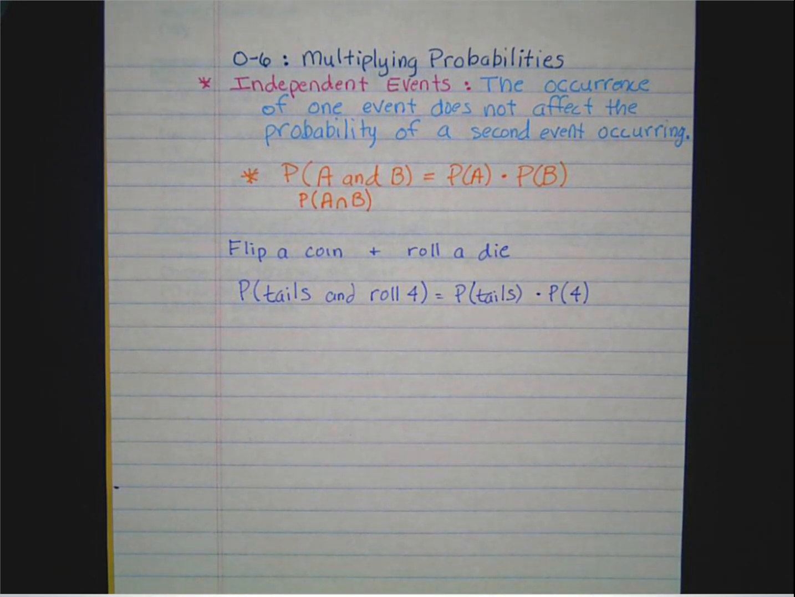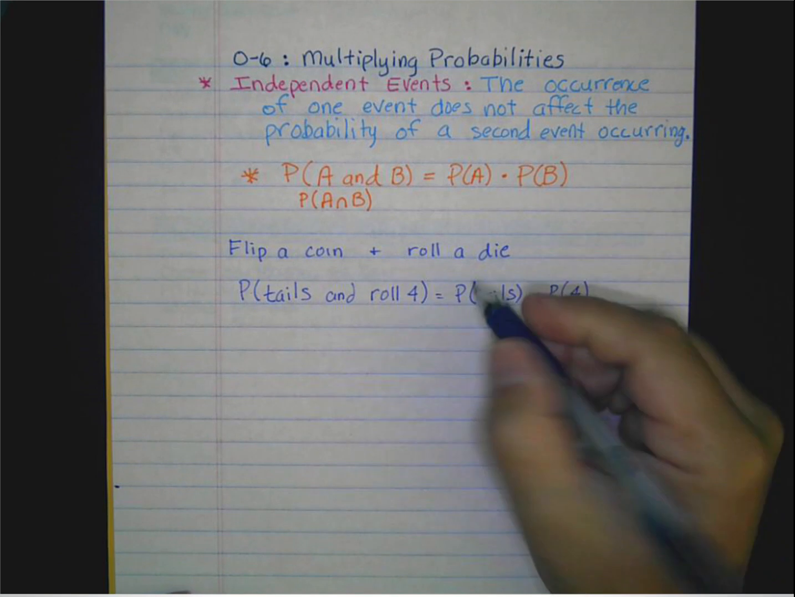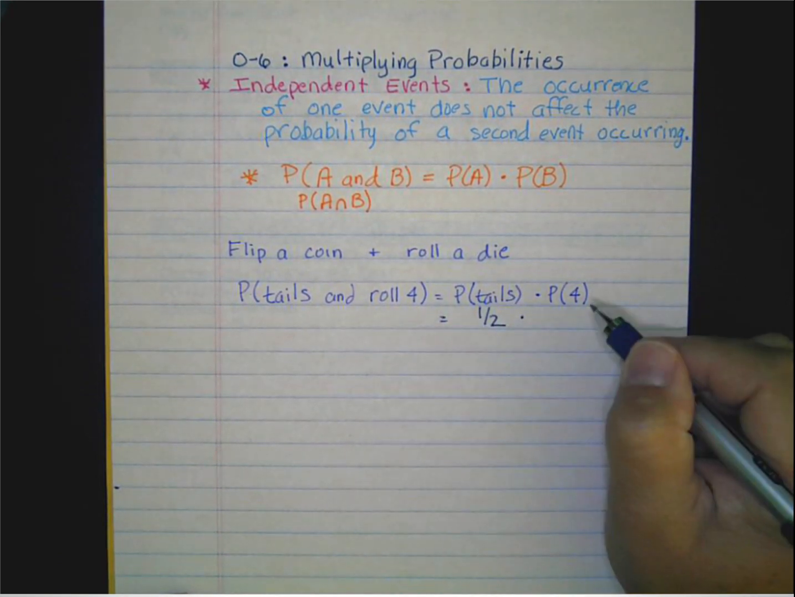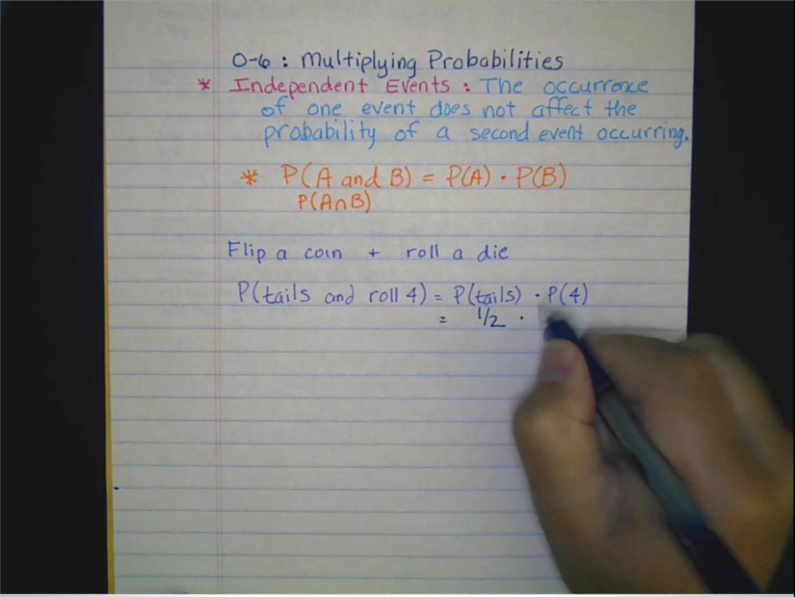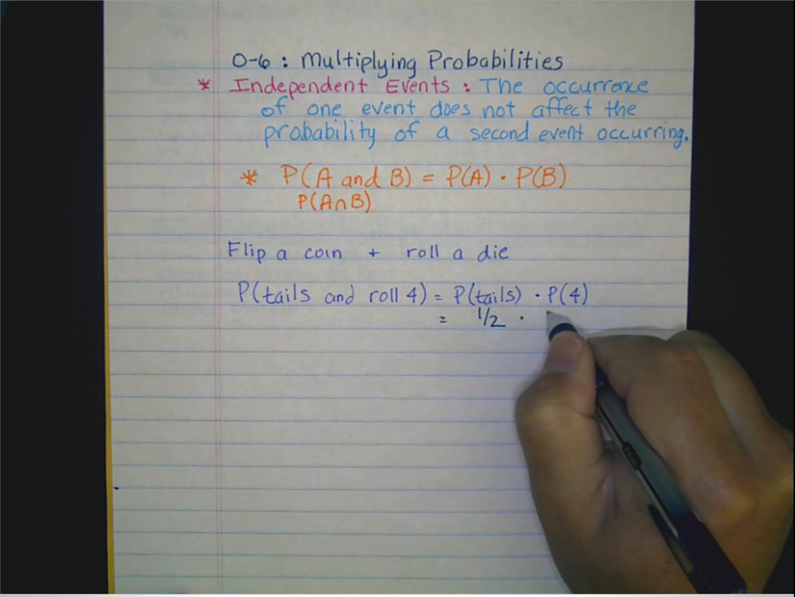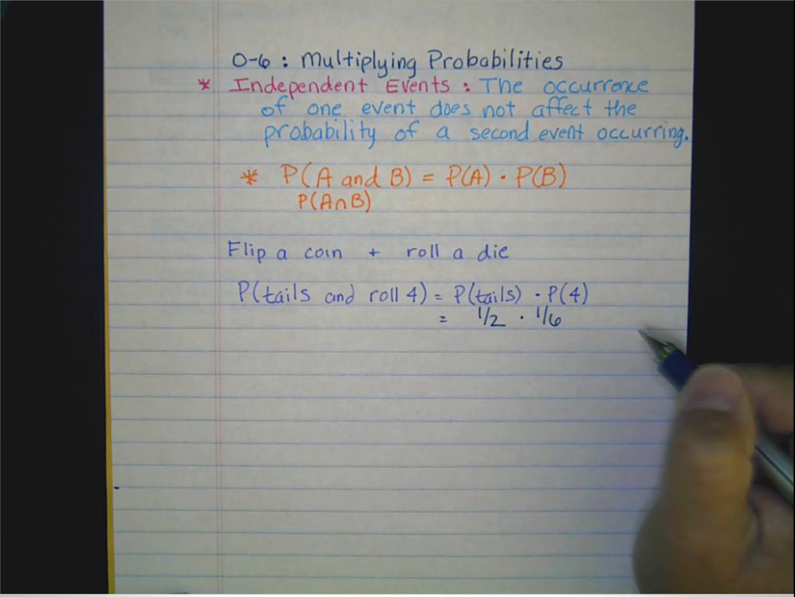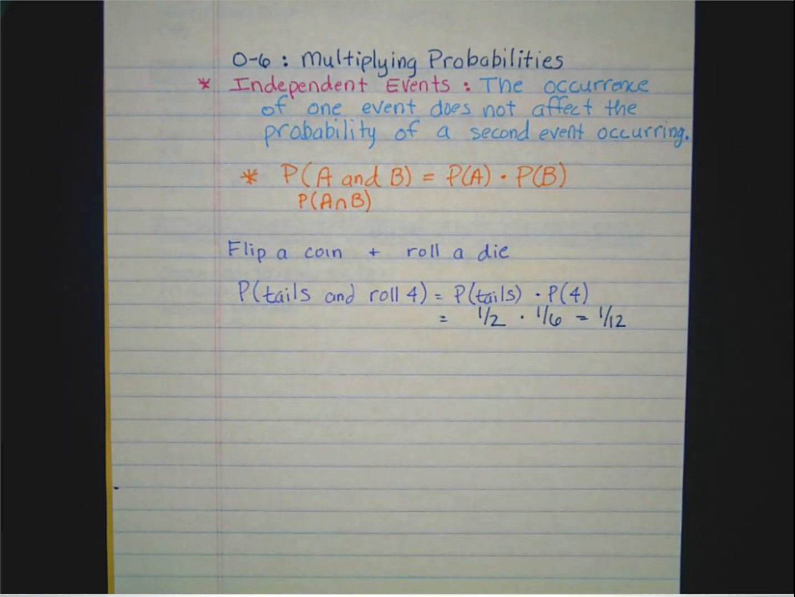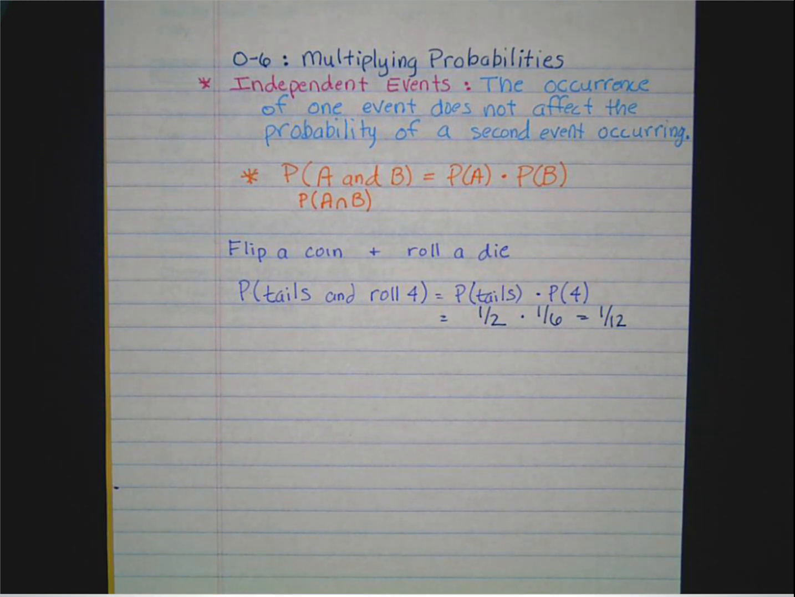The probability of getting a tails when I flip a coin is 1/2. The probability that when I roll a single die it'll come up with 4: there's 6 sides, 6 numbers, 1, 2, 3, 4, 5, 6, so that's 1/6. Multiply them together is 1/12. Then I can change that to a decimal or percentage or whatever. So that's what independent events are. You multiply each single probability. They have nothing to do with each other.